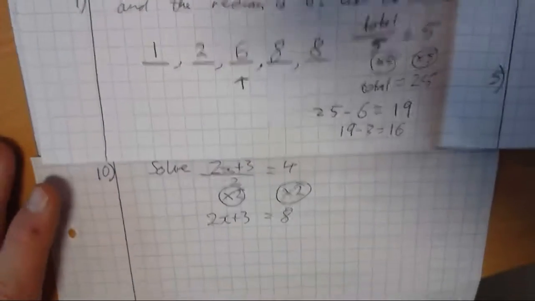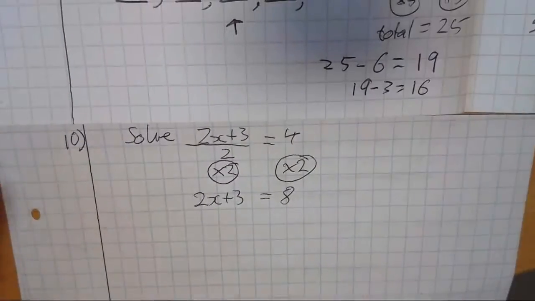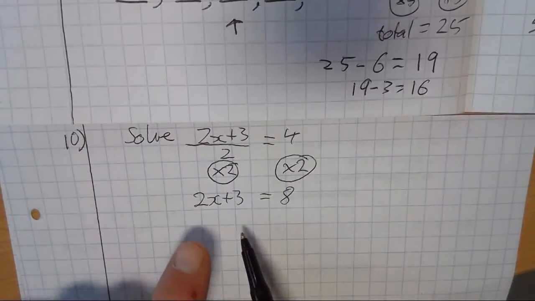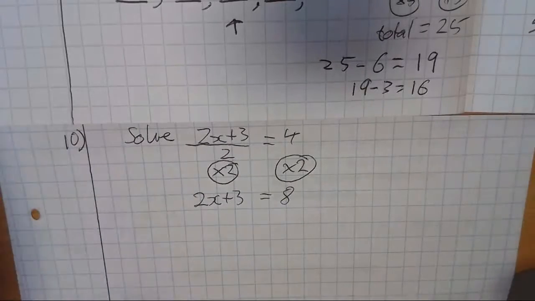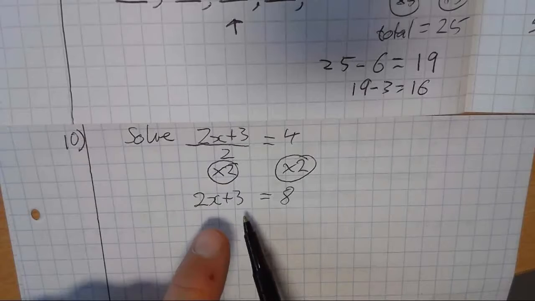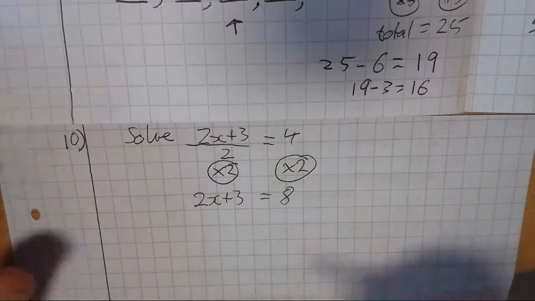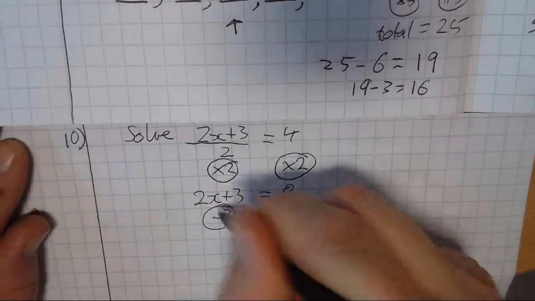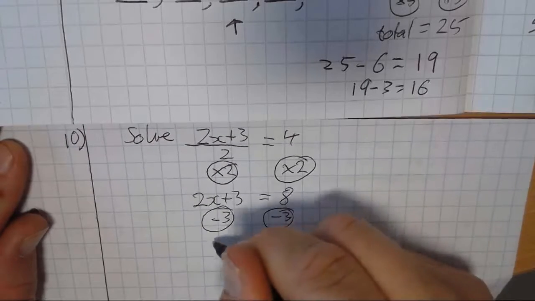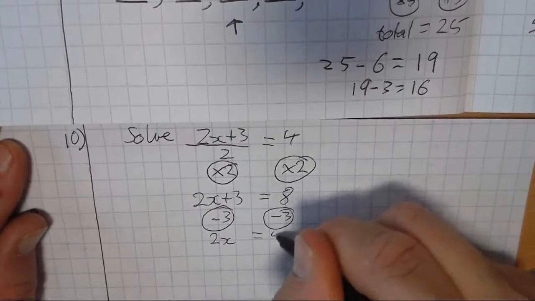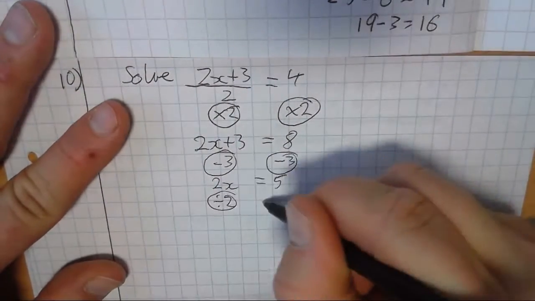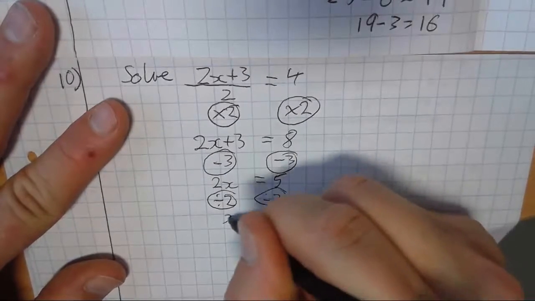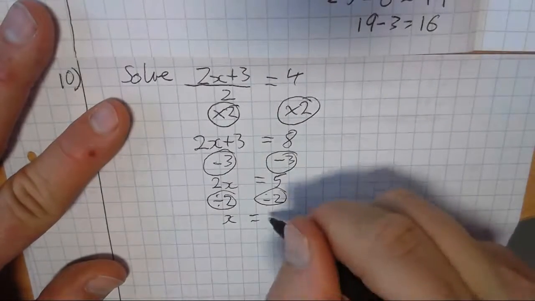Now I still need to get at that x. At the moment this is 2 times x, plus 3. To get at the x, I shouldn't divide by 2 yet, because I'd also have to divide the 3 by 2. So it's a better idea to take away 3 from both sides first. That gives me 2x equals 5. Don't worry that you're going to end up with a fraction, that's absolutely fine. I'm going to divide both sides by 2, so x is 5 over 2.